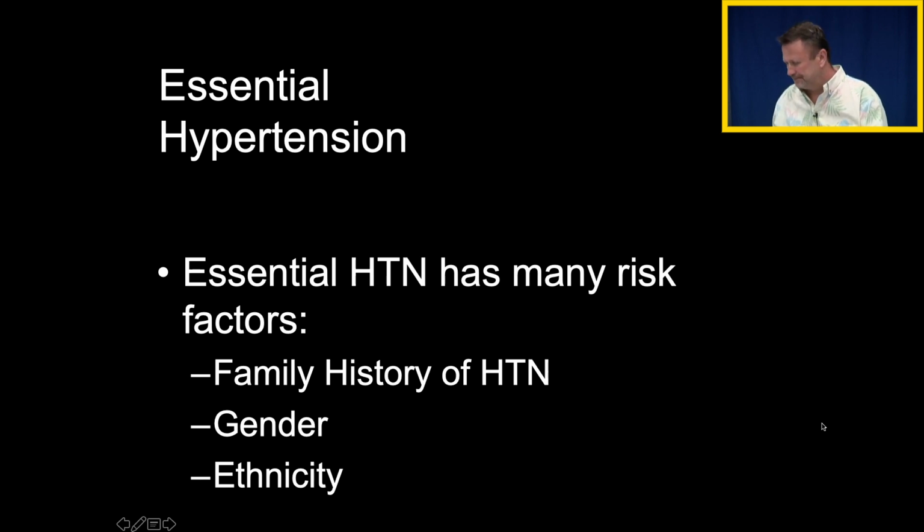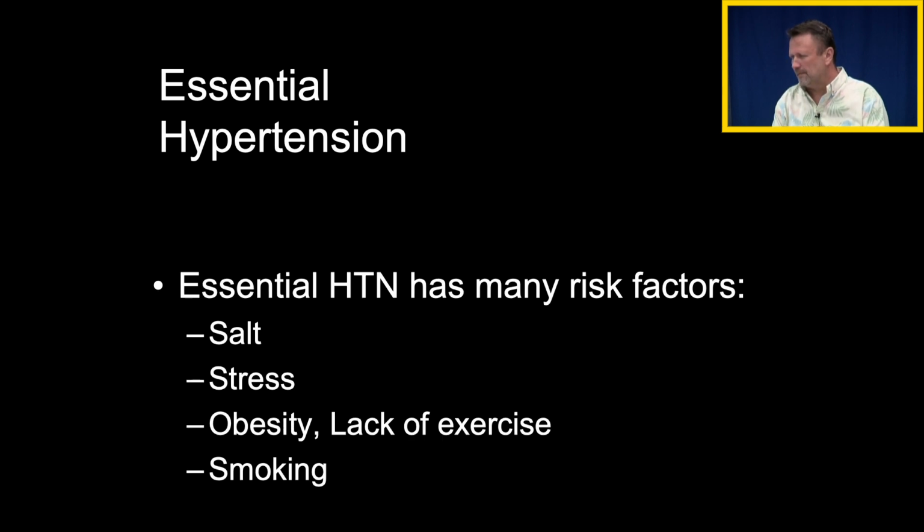All right. We just like to say this, but there's so much of this in anybody. You can have high blood pressure with no family history. You could be hypertensive and female. You can be any ethnicity and have severe hypertension.